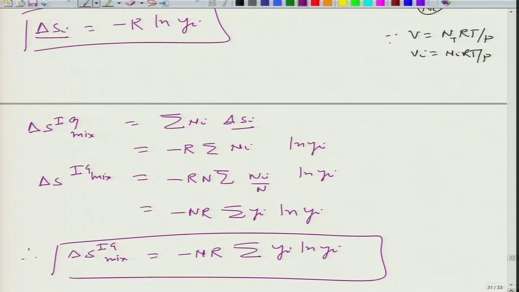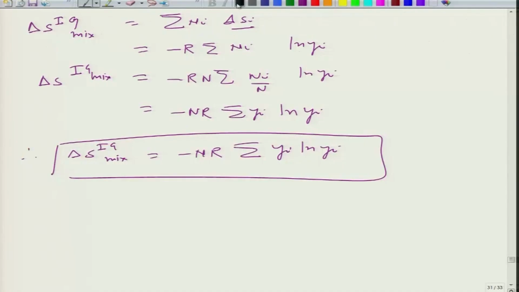So, this is how we have come up with the expression which relates the change in the entropy of the ideal gas in the mixtures to the compositions of different components. You can extend this now to obtain the delta G also, because you do have all the information. So, let me try to do that, and that will be the end of the lecture.